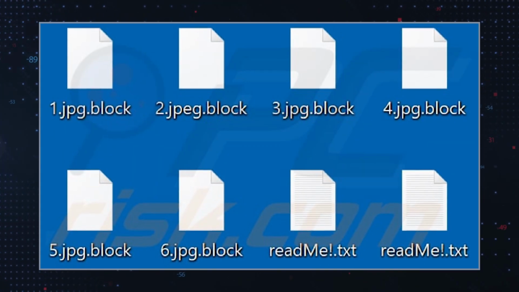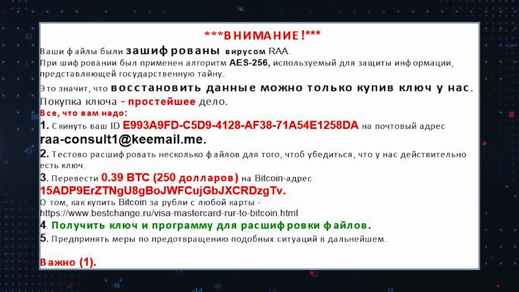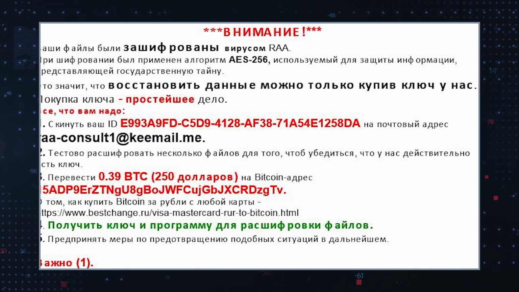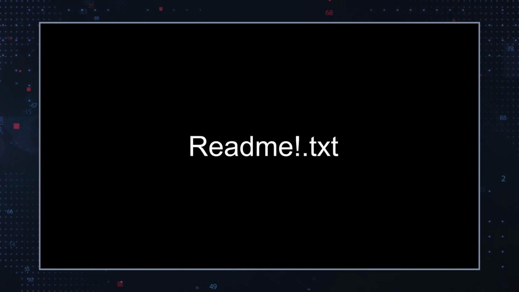One of the initial indicators that a system has been compromised is the abrupt file name alteration. The threat distinguishes all encrypted files by appending the .block extension to their original names. Once the encryption process is completed, the malware generates a ransom note with a text file name readMe.txt, which is then placed on the desktop of the compromised system.